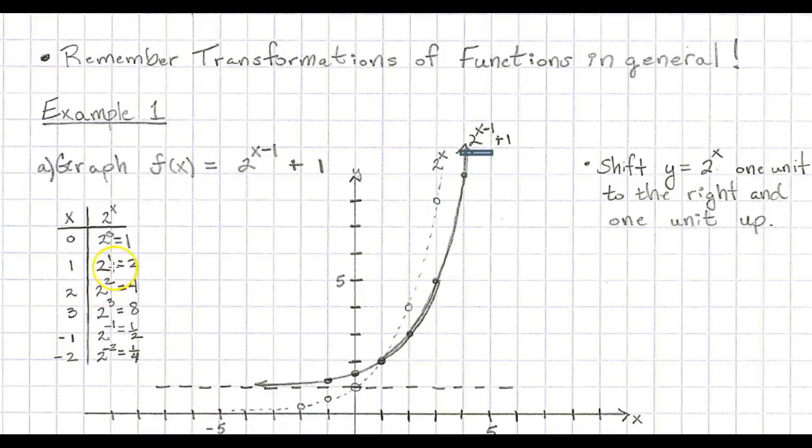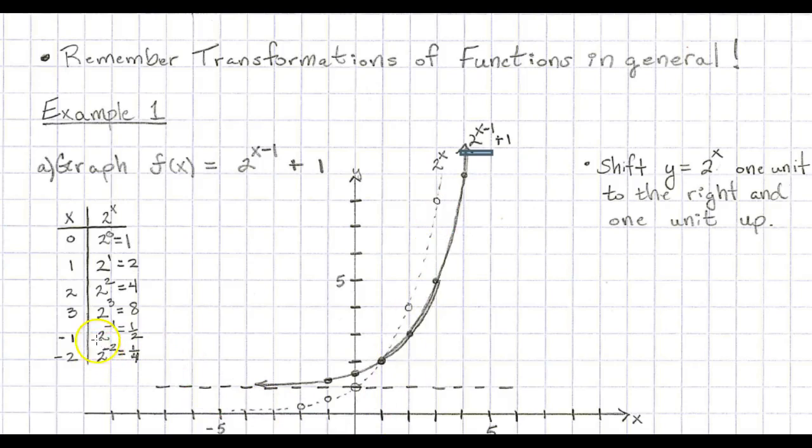Okay, when x is 1, 2 to the 1 is 2. So when x is 1, y is 2, right there. When x is 2, 2 squared is 4, this open circle. When x is 3, 2 cubed is 8. So here's x equals 3, 2 to the 3 is 8, that open circle.